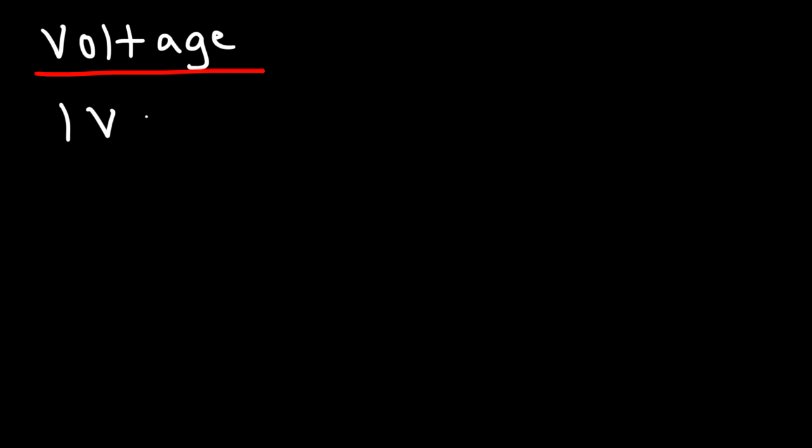In this video, we're going to talk about voltage, current, and resistance. So let's begin our discussion with voltage. What is voltage? Voltage is the electric potential energy difference per unit charge. The unit for voltage is the volt. 1 volt is equal to 1 joule of electric potential energy per 1 coulomb of charge.